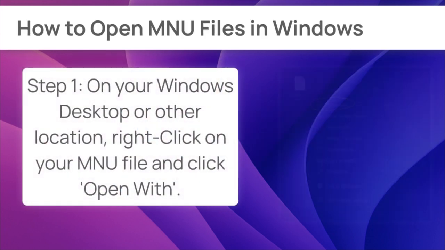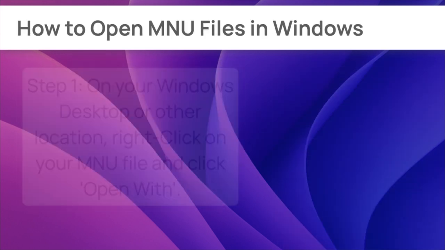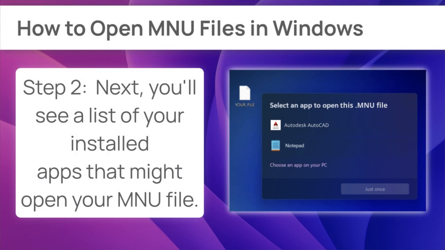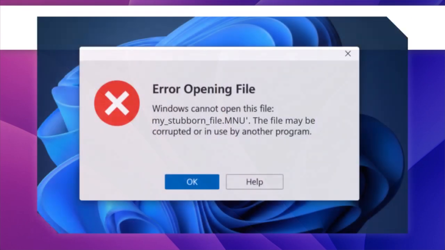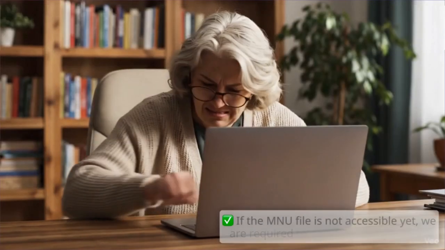Open the menu by right-clicking your MNU file and choosing Open With. Try Autodesk AutoCAD first. If it's absent, select another program. This trial and error process is crucial for troubleshooting. If the MNU file still will not open, there is no need to stress. We're going to solve this with a universal tool.